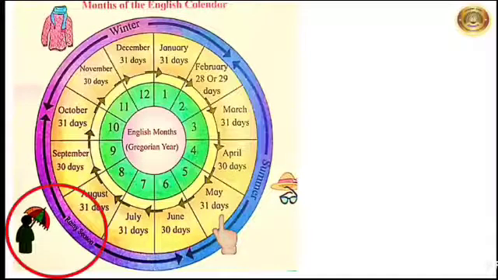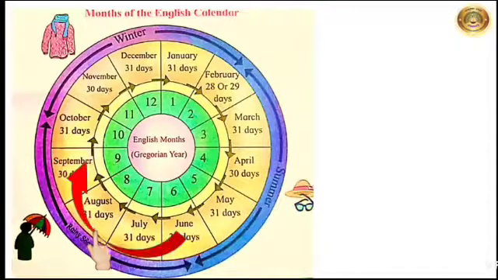The next season is rainy season. That is our favorite season, in which the rain is coming. The rainy season starts from the month of June and ends in the month of September. It also covers 4 months: June, July, August, September. This means we have rainy season for 4 months.